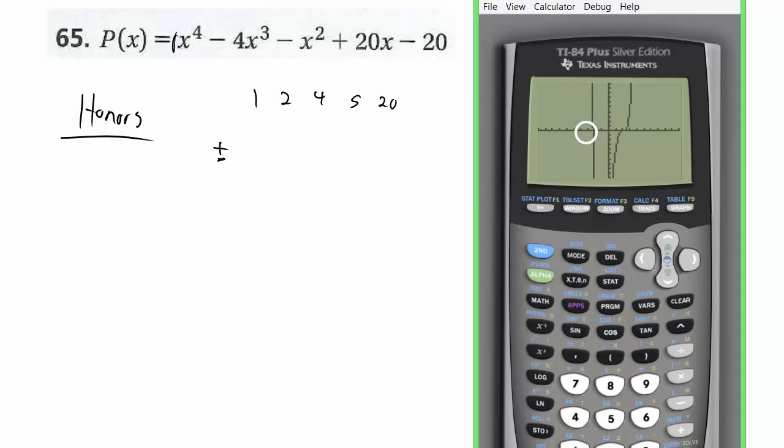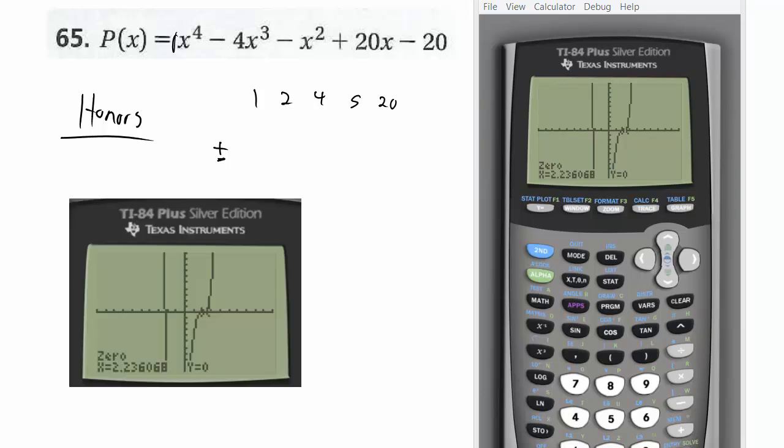But here I can see at least 2 zeros, it looks like. So there are definitely 2 real zeros for sure in this fourth degree polynomial. Now I can find out what those are. I can use my calculator, do second calc, go to 0, and I'm going to find this one on the right here. It seems to be just 1, but there it is, it's about 2.23, so that's one of the zeros. And I can see the other one.